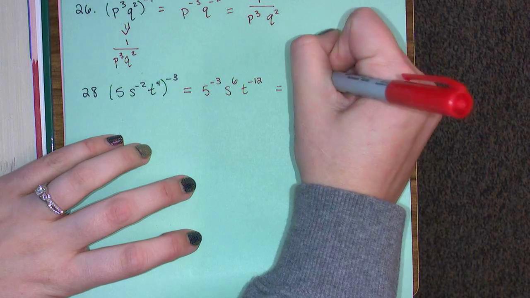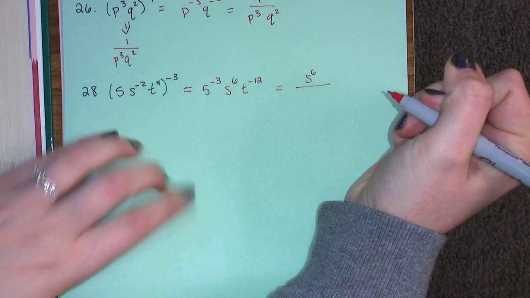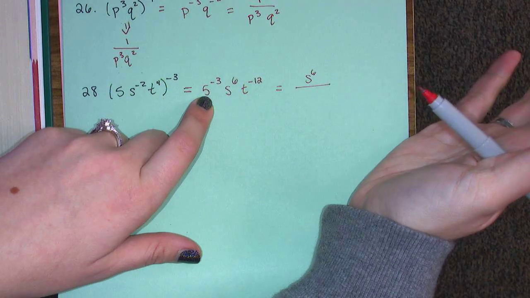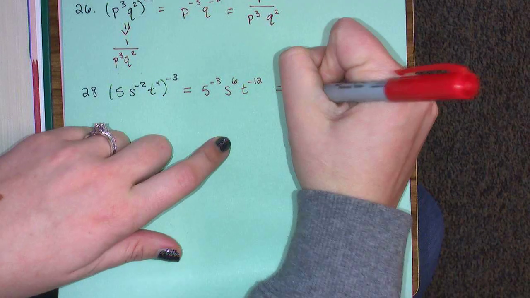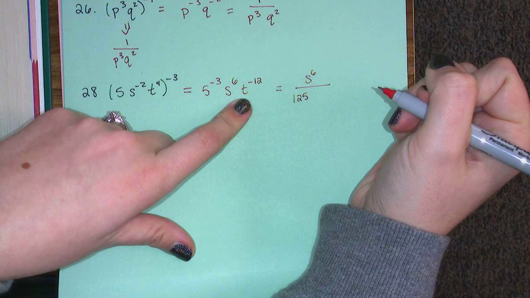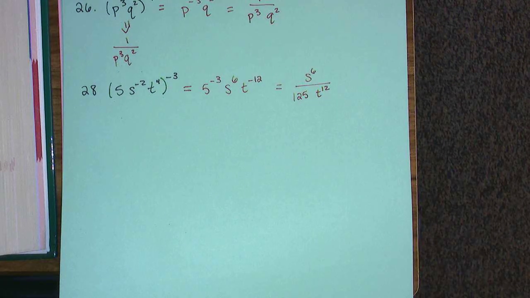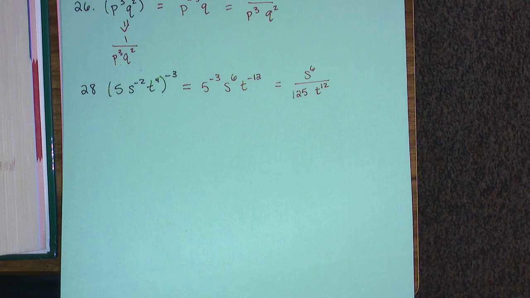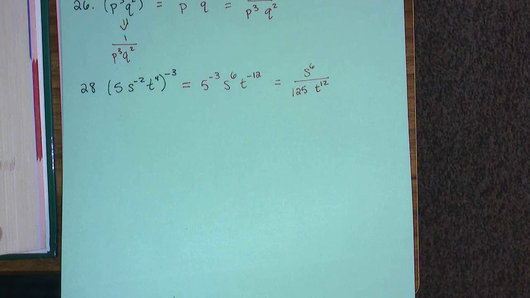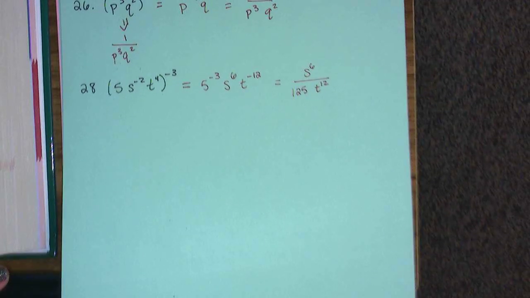Okay, so s to the 6 is staying on top, and then on the bottom, 5 becomes 5 cubed, which is 125, and then t to the 12 on the bottom as well. Okay?